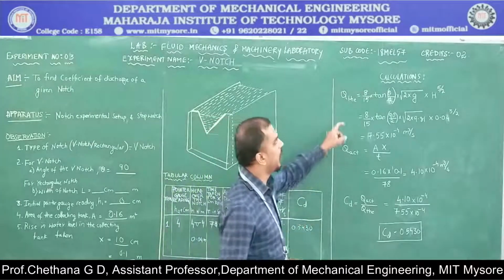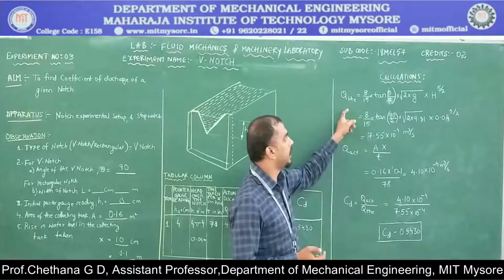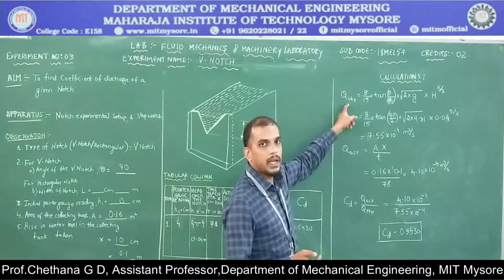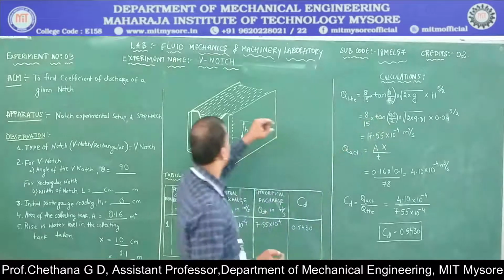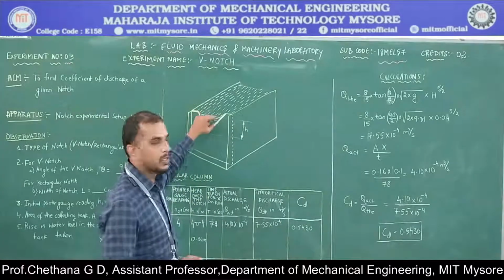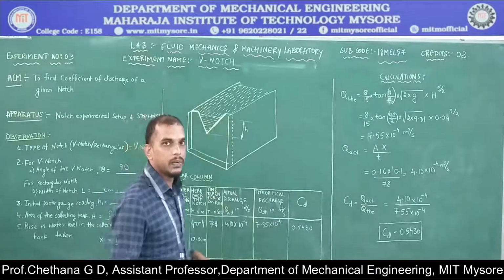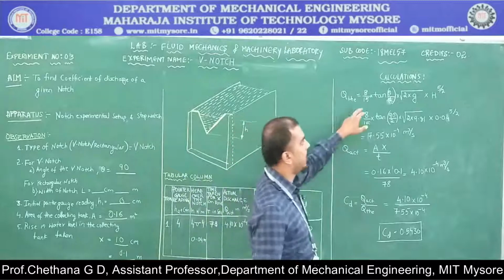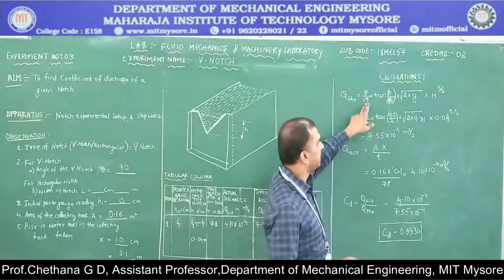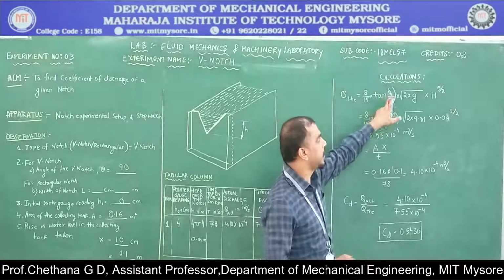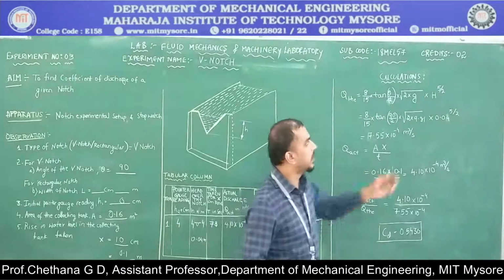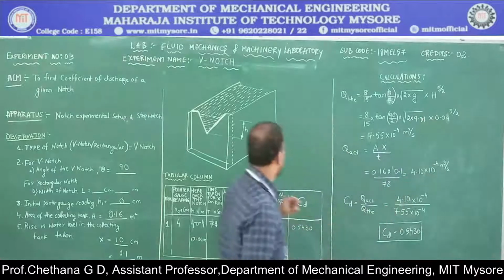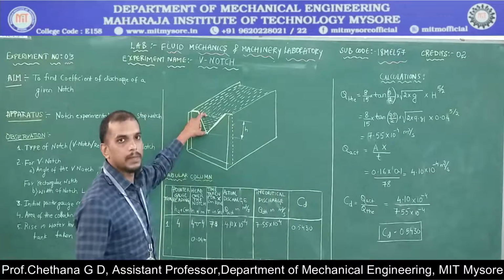Let us look at how we calculate these theoretical and actual discharge. The theoretical discharge formula is derived in fluid mechanics, considering a small strip over this V notch and integrating it over the complete area. We have got this equation, that is 8 by 15 into tan theta by 2 into square root of 2g into h power 5 by 2, where h is the head. Head which we talked about here, this is the head.